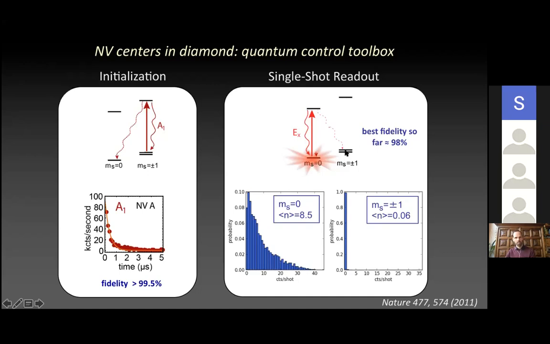I should say that in most of the experiments, we actually take one of these spin sublevels ±1, and we leave the other one out, so we make sure we never populate that state, so we can really work with a qubit system. So what you then see is if you drive this on initial state MS=0, you get on average, in this case, about 8.5 photons. And if you are in a +1 or -1, you basically almost never get a photon. So the average photon number is very small. And the best fidelity we've achieved so far using this readout is 98%.